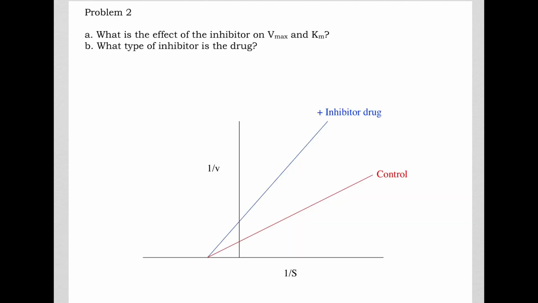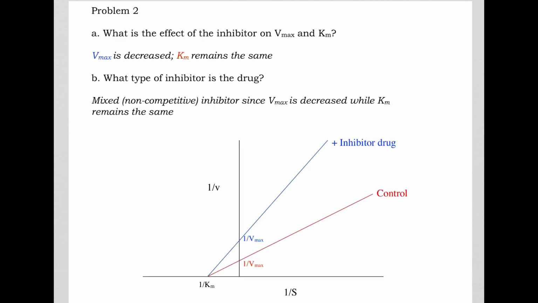Problem 2, you're given a diagram. What is the effect of the inhibitor on Vmax and Km, and what type of inhibitor is the drug? Clearly in this diagram, the x-intercept remains the same, so therefore the Km is the same. The y-intercept, however, is changing. You can see in the presence of the drug, the Vmax is decreased. Remember, higher values mean lower Vmax. So the Vmax is decreased.